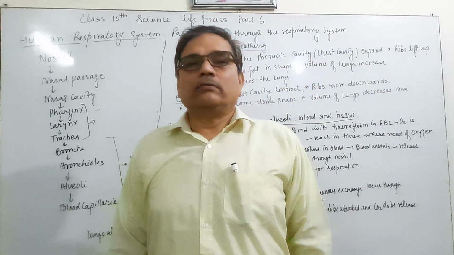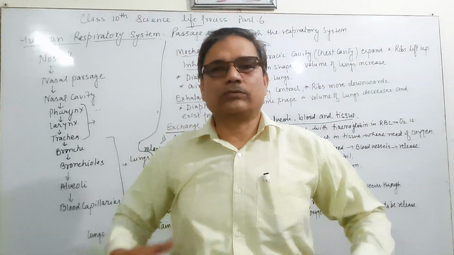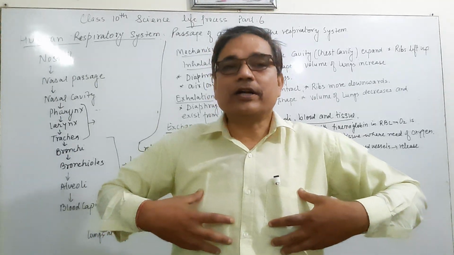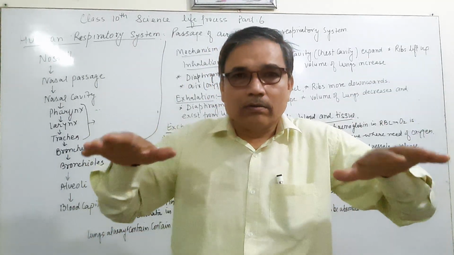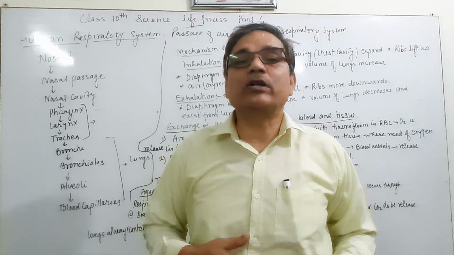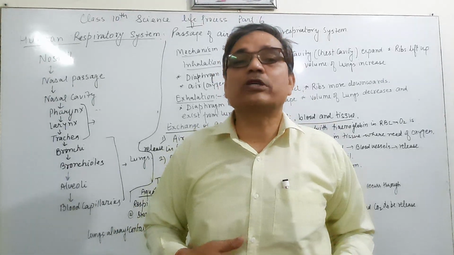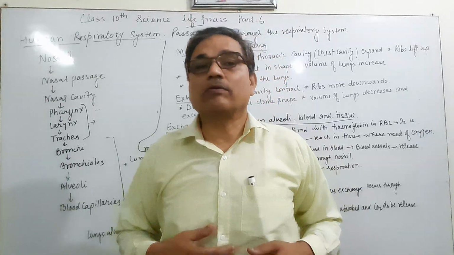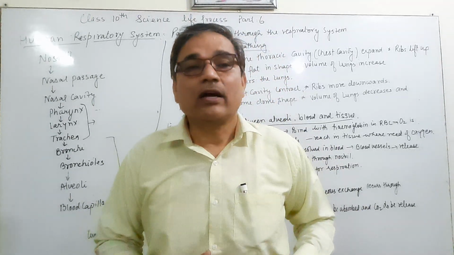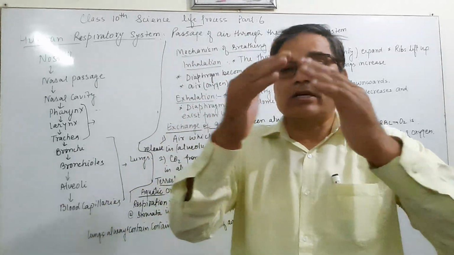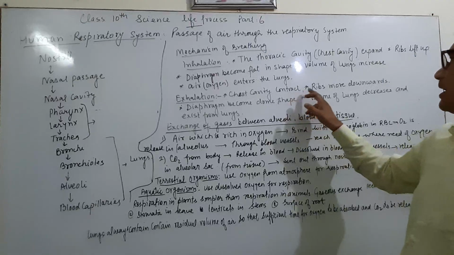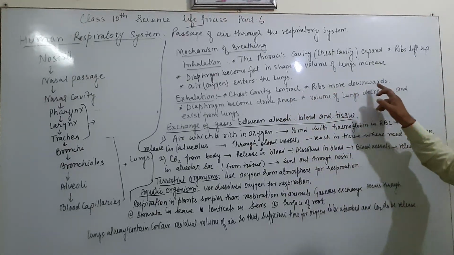This is inhalation, now exhalation. The surface area of the chest cavity will decrease and the ribs move downward, and the diaphragm will come back into its original dome shape structure. This is the shape, not flat. Now the shape of the diaphragm is not flat. It is like a dome shape. Chest cavity contracts, ribs move downward.